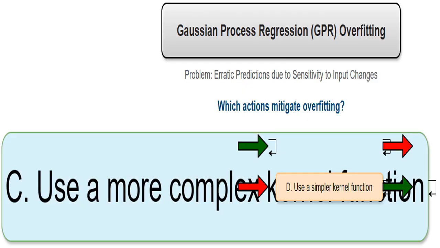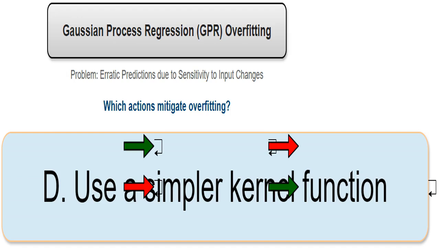A more complex kernel gives the model more flexibility to fit intricate relationships within data. However, this added flexibility often leads to overfitting as the model becomes too specific to the training data and fails to generalize. I recommend using a simpler kernel. Think of it as reducing the model's capacity for complexity. Simpler models tend to be more robust to noise and less likely to overfit. They are less sensitive to little input variations.